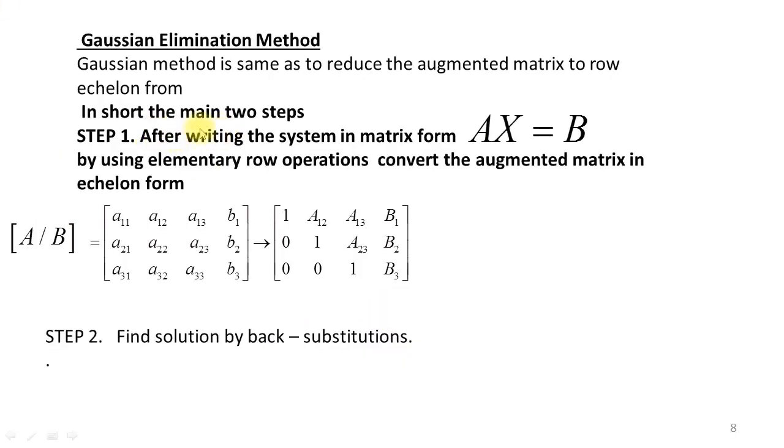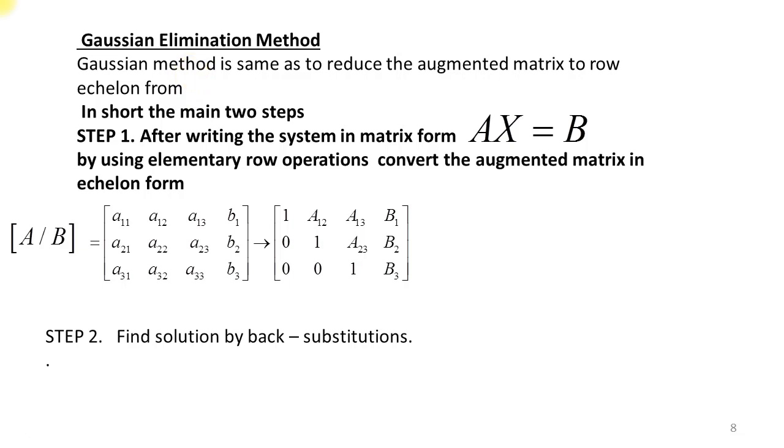So in short, the procedure for the Gaussian elimination method, dear students: note that the Gaussian method is the same as reducing the augmented matrix to row echelon form. So when we are required to find the solution of a system of linear equations by the Gaussian elimination method, it means that first of all we write the system in matrix form, then take the augmented matrix and reduce it to row echelon form. This is the first step of the procedure.